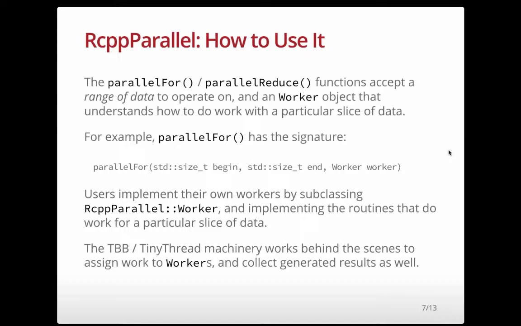As a user of RcppParallel, you can implement your own worker by subclassing the RcppParallel Worker class and implementing the routines that do work on a slice of data. And after you write the code that does the work and you call ParallelFor, behind the scenes, TBB is going to generate multiple workers, divide them across your data, and make sure they run in parallel, or more accurately, that multiple workers are generated to operate on slices of the data.